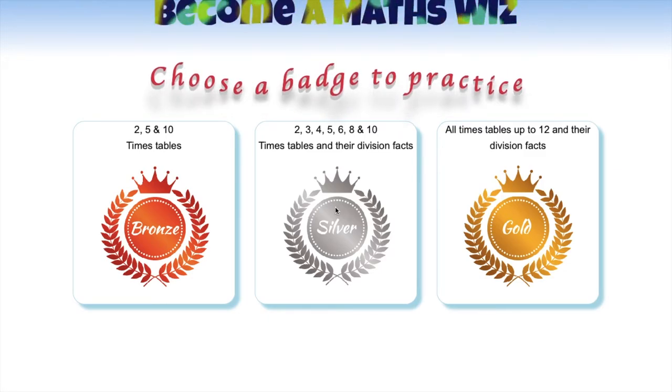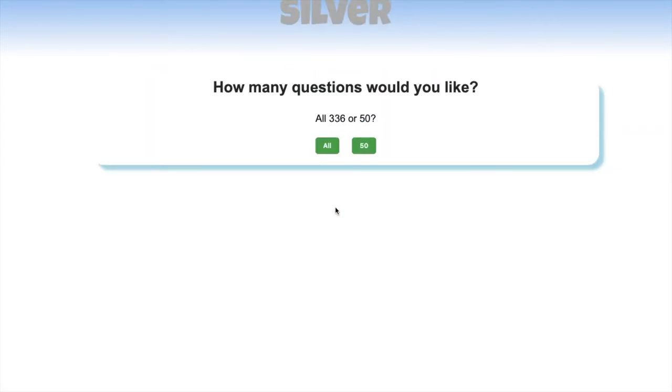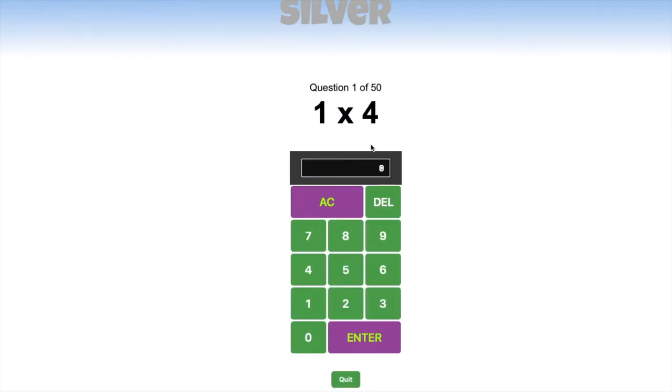As soon as you click that, the page is cleared, and the heading at the top changes to a solid silver text. How many questions would you like? 336 or 50? I'll explain in a sec why there's so many questions, and that's why I put the option of just 50, and 50 is plenty. Even still, you don't have to do all 50, so let's just choose 50.